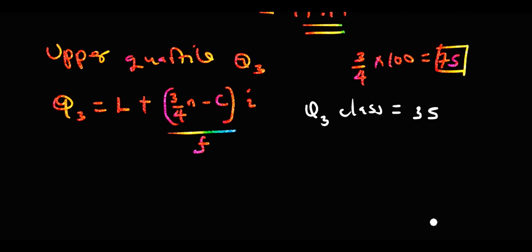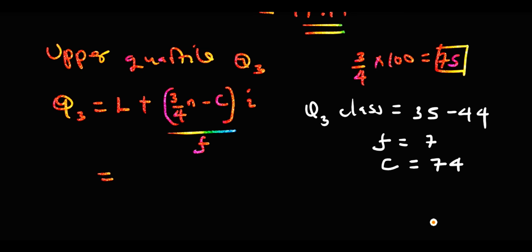35 to 44. And we have also found that the frequency of this class is 7, and the cumulative frequency just above this class is 74. So we have all the information we need to solve for Q3. So let us just do the substitutions.